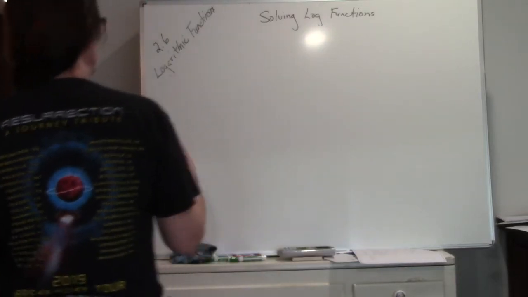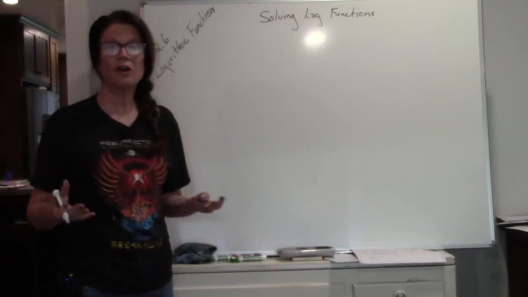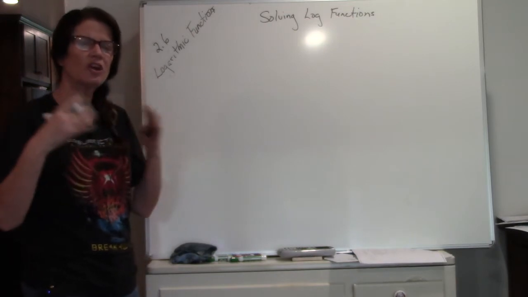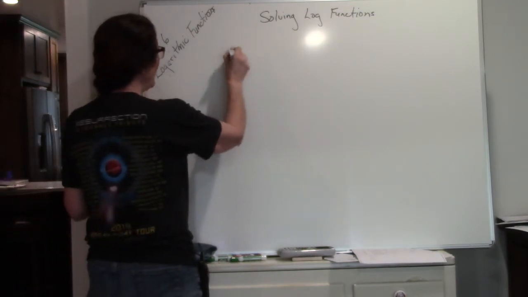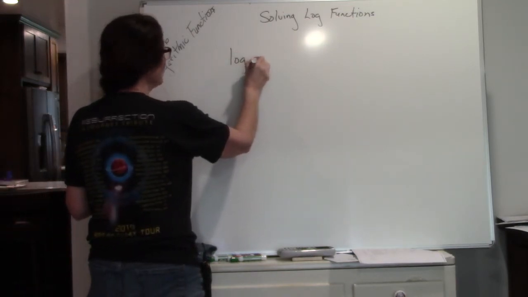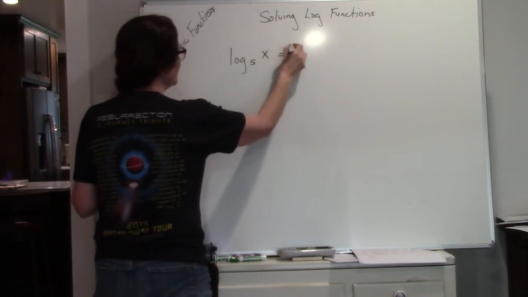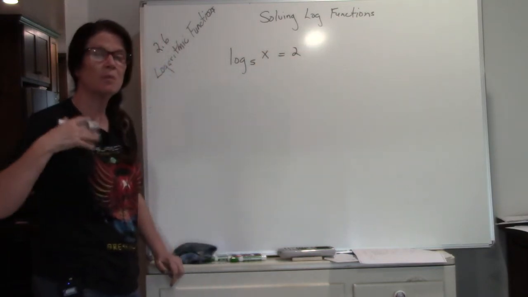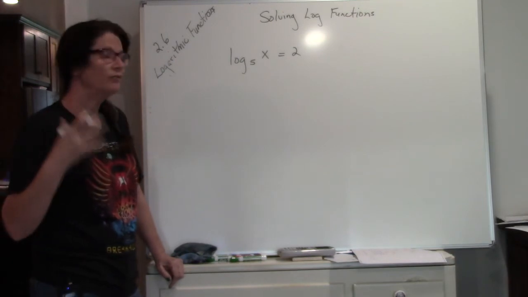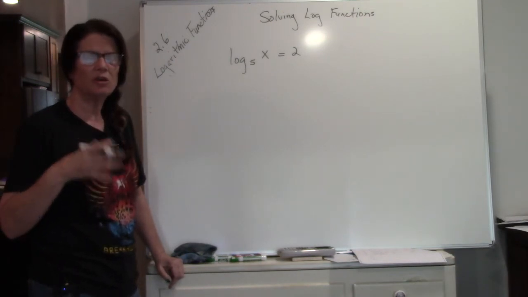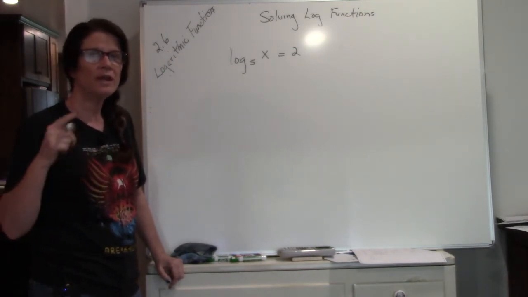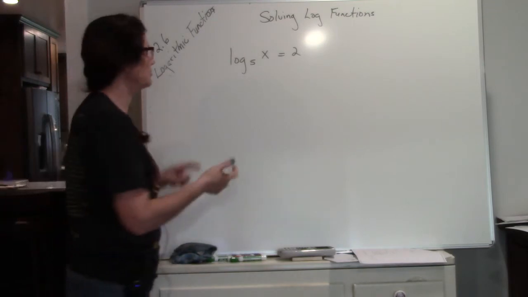All right, so 2.6, now what we're going to do is start solving using log functions. So we're going to start out easy. If you had log base 5 of x equals 2. So again, remember the rearranging. If you ever are working with logs and you aren't sure what it's asking for, just go ahead and rearrange it. Make it into an exponential function.